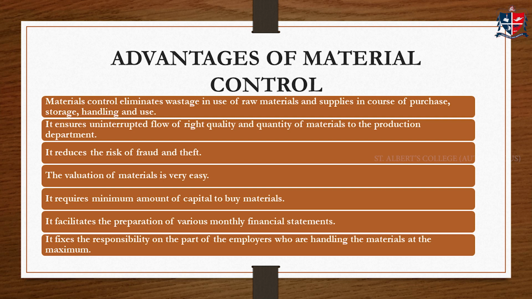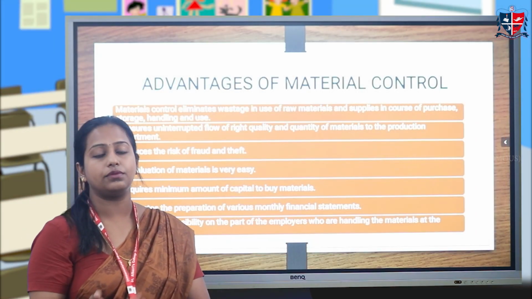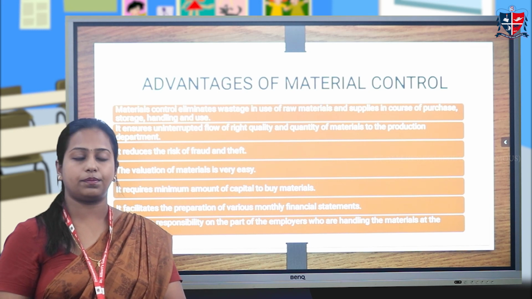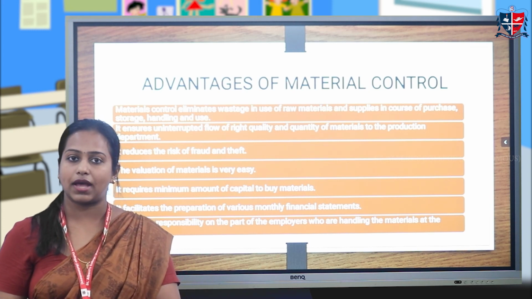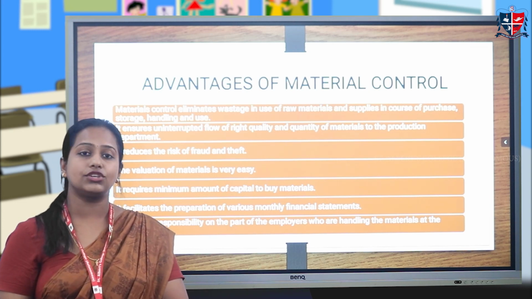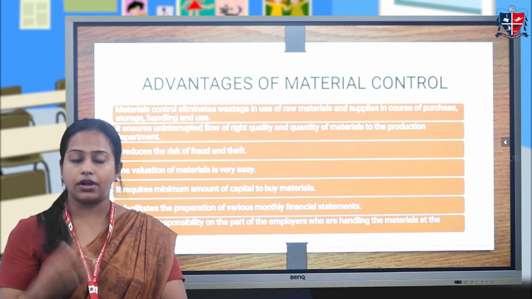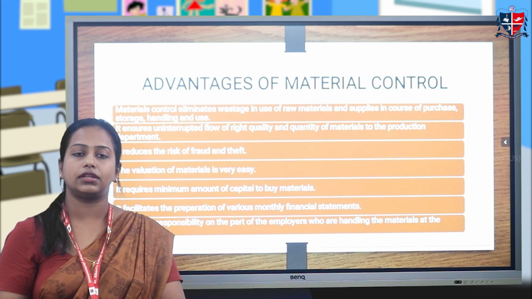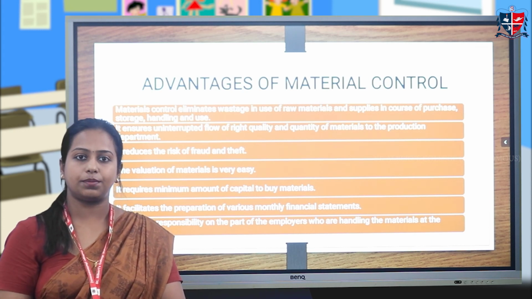Then, some of the advantages, as I said, so many points we have discussed so far. From that, the advantage of material control is clearly understood. That is, the wastage can be avoided, proper information is provided to the management, effective utilization of materials is achieved, and understocking or overstocking is avoided. That is also another thing that can happen in production.